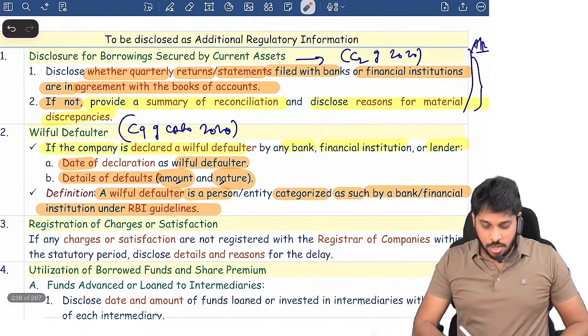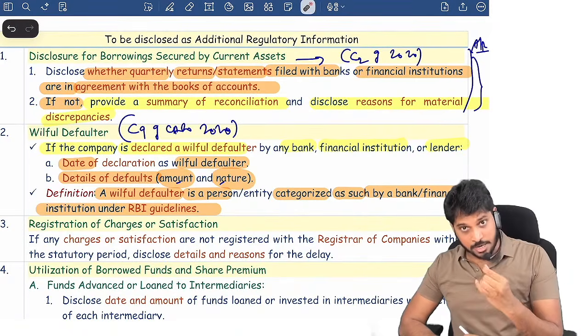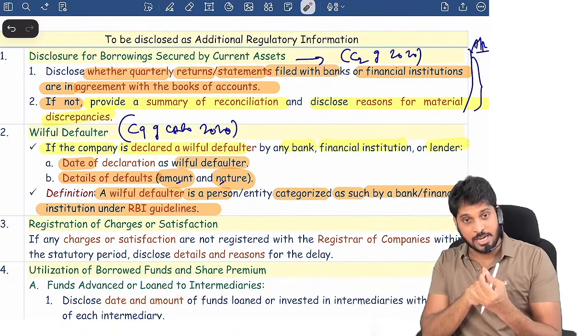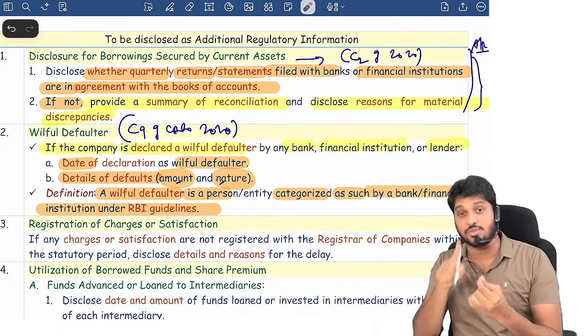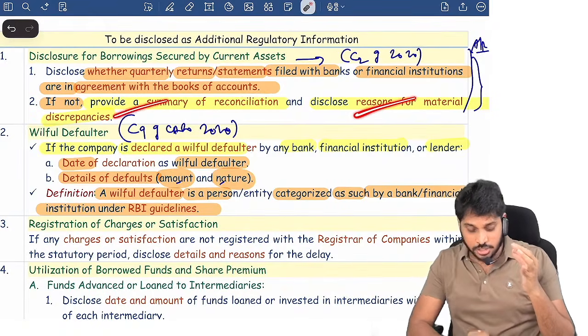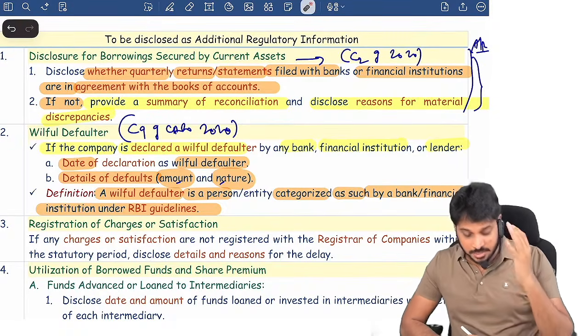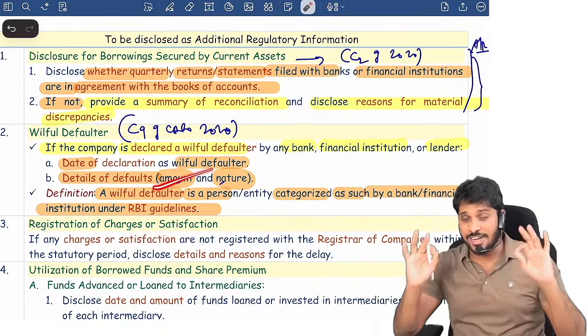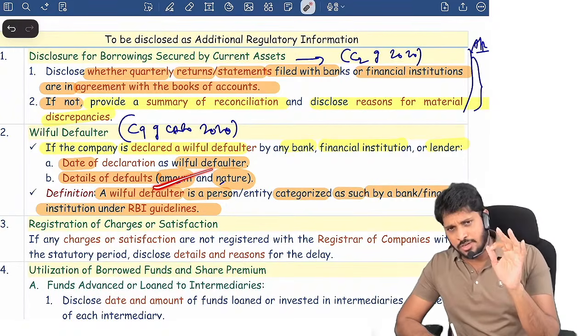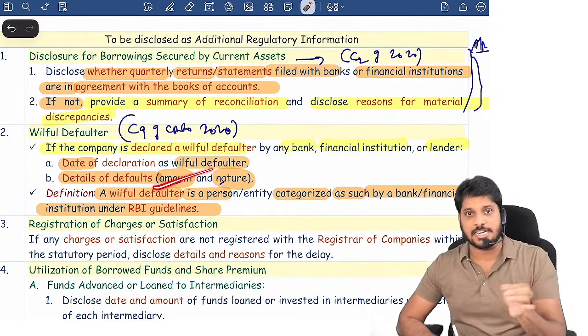Now, with respect to borrowings secured by current assets, the board of directors has to disclose whether statements filed by them with the banker are in agreement with books of accounts. If not in agreement, they need to give a summary of reconciliation and disclose reasons for discrepancy. If the company is declared as a willful defaulter, the date on which they were declared as a willful defaulter, and details of what exactly they defaulted. Who is a willful defaulter? A willful defaulter is a person classified by a bank or FI or any lender based on RBI guidelines.